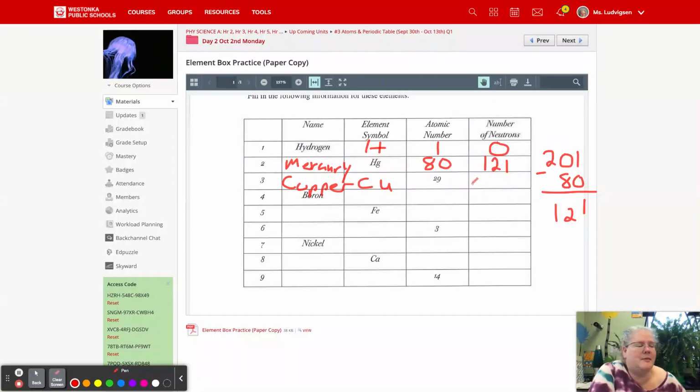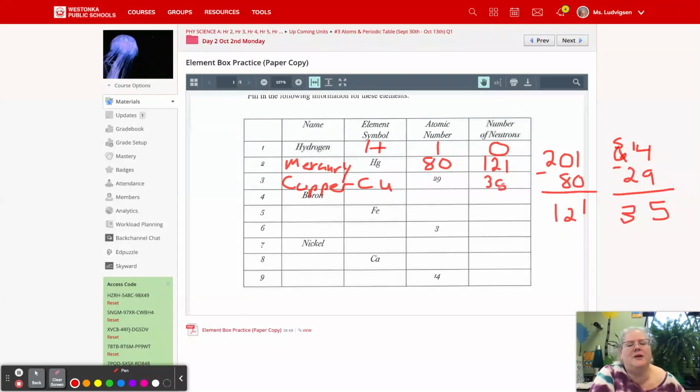So the atomic mass of copper is 63.54. So 64 minus 29. You want to do a longhand? I do this old school borrowing. This is 5. This is 3. So the number of neutrons is 35.